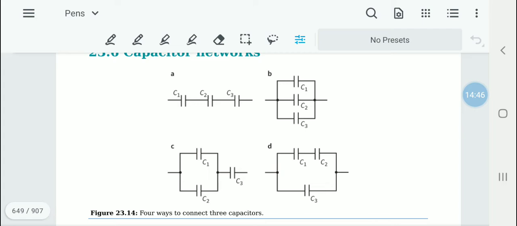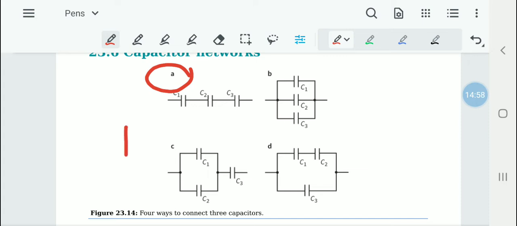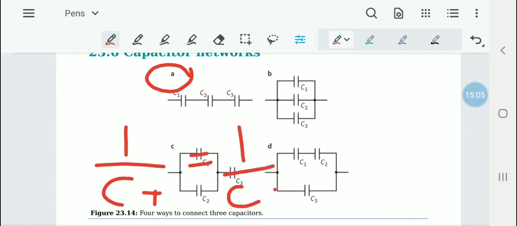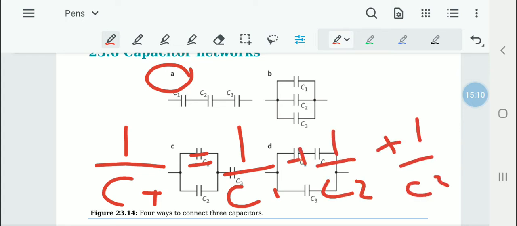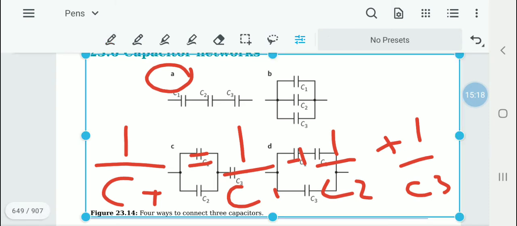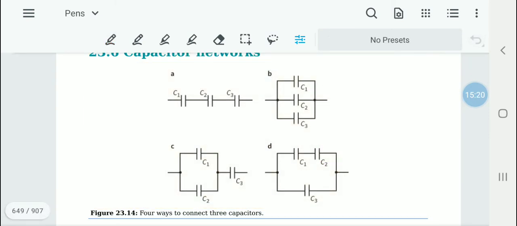Please draw this capacitor network. Please draw this, and then write down how we calculate them. For A, I'm going to show how to do that. Because it is in series, 1 over C total is equal to 1 upon C1 plus 1 upon C2 plus 1 upon C3. So that is for the first one. After drawing, pause the video and draw them, and then write this how to calculate them. So that is for A.